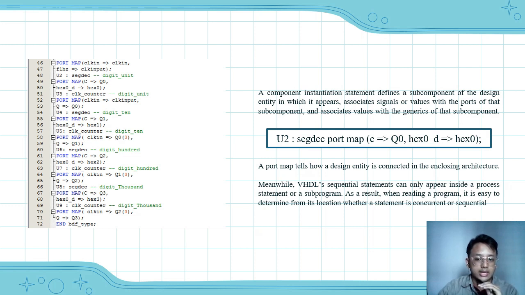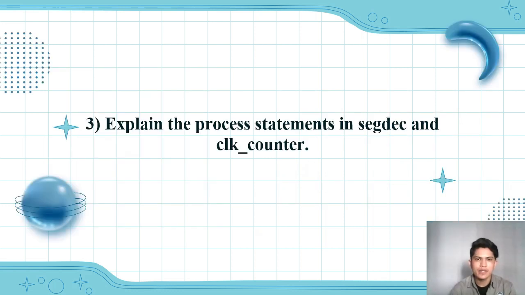To conclude, the process statement in COUNT 0099 made the system able to examine the output of the process without learning any of the sequential statements first port map. Alright, we move to the third question. The question is: explain the process statements inside the AND and CLK counter.